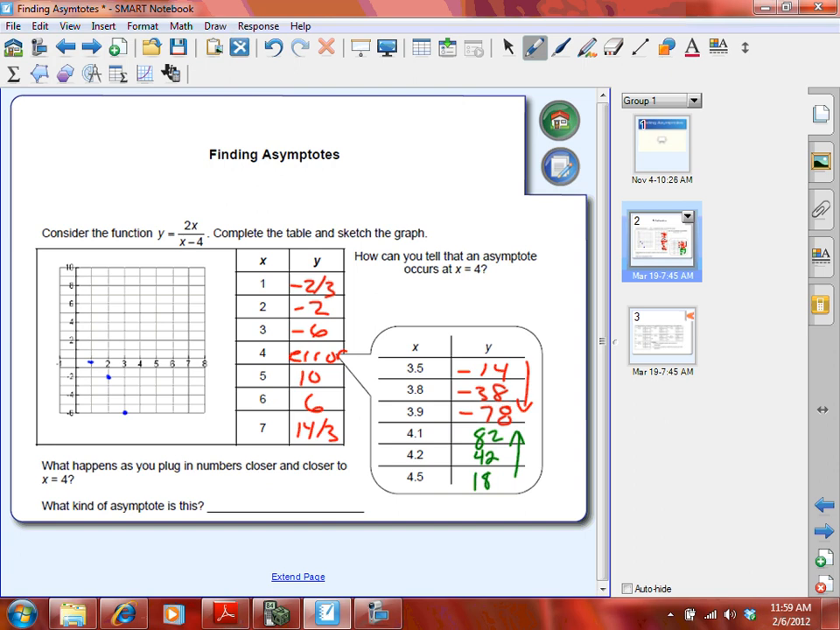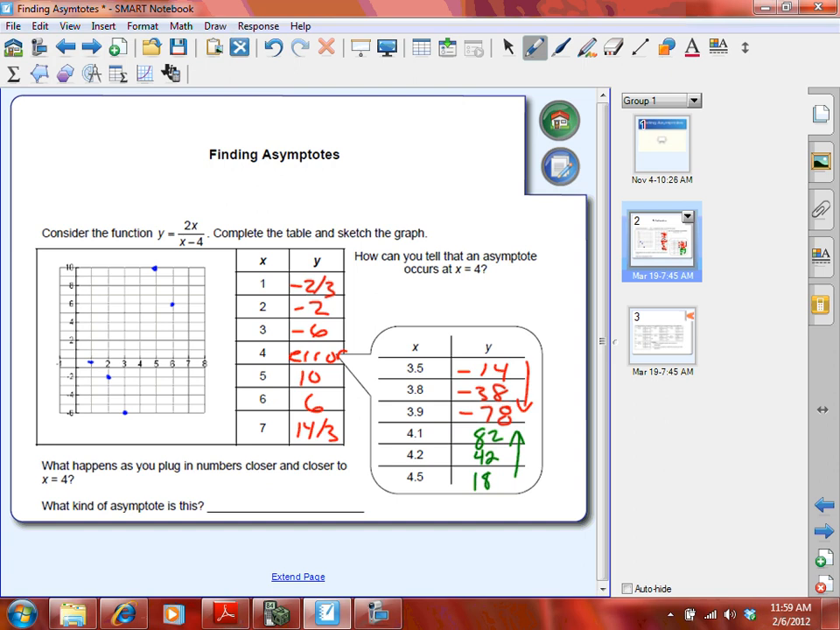4, error. Can you graph 4, error? Is there such a thing? Nope, so skip over that one. 5, 10 is the next ordered pair, so let's find 5, 10, which is way up here. 6, 6, right there. And 7 and 14/3.